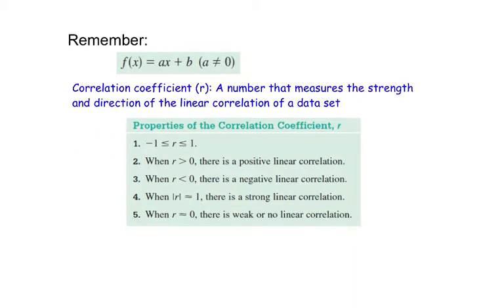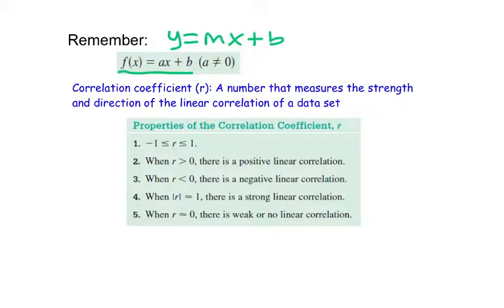Alright, so first thing we're doing here is needing to remember what a linear equation is. So here we are with our linear equation. Technically when we do it, you usually see it as y equals mx plus b, but here they are changing our m to a and b to b. So there you go. The correlation coefficient that comes up is known as r, and it's a number that measures the strength and direction of the linear correlation of a data set.